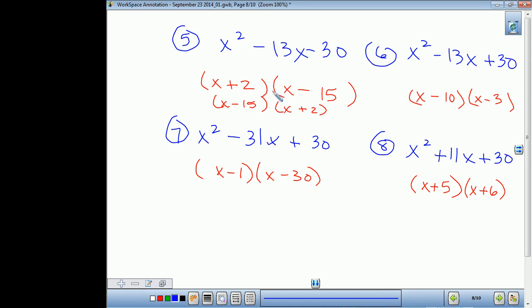So, did you get x plus 2 times x minus 15? Yes. Okay, the second one, we're multiplying to get a positive, but adding to get a negative. So they must both be negative. X minus 10 and x minus 3. The next one, we're multiplying to get a positive, adding to get a negative, so they'd both be negative again. X minus 1, x minus 30. We're multiplying to get a positive, adding to get a positive, so they're going to be same signs. X plus 5 and x plus 6. Okay, you like that? All right.